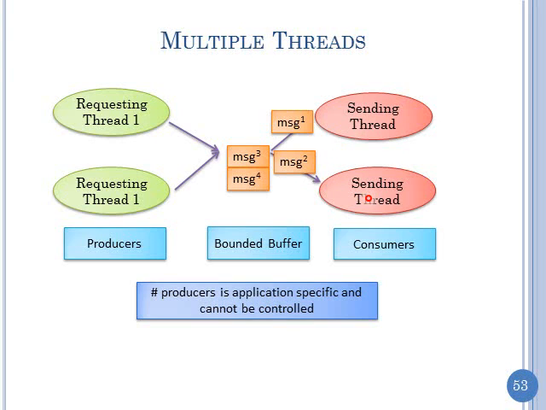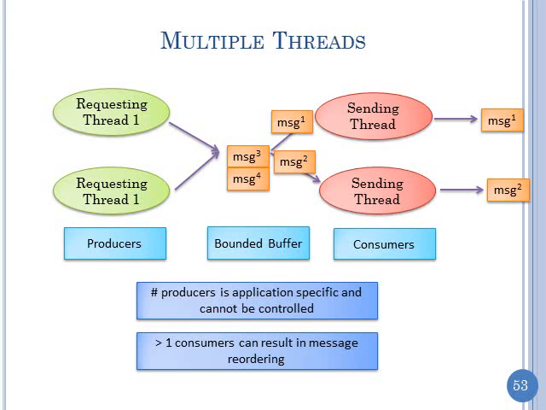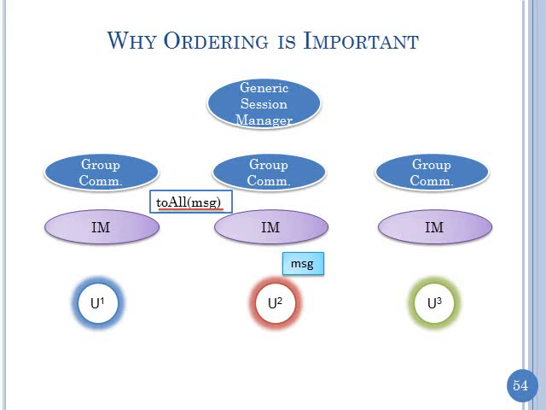But now, because you have multiple threads, they can get swapped out. This sending thread, after it consumes a message, can get swapped out. So what might happen is that message 2 goes out before message 1 goes out, if you have multiple threads. So more than one consumer can result in message reordering, which is something we don't want. And why is ordering important?